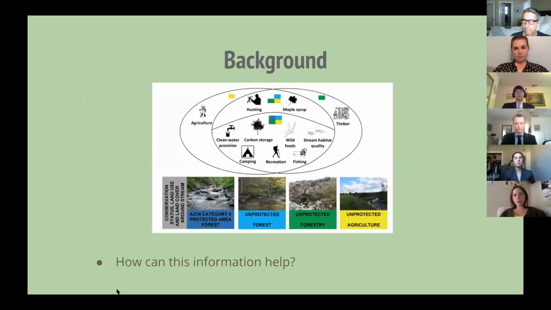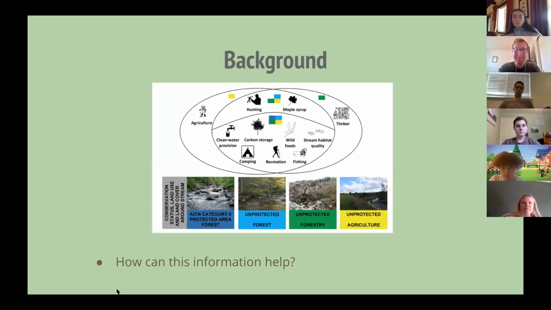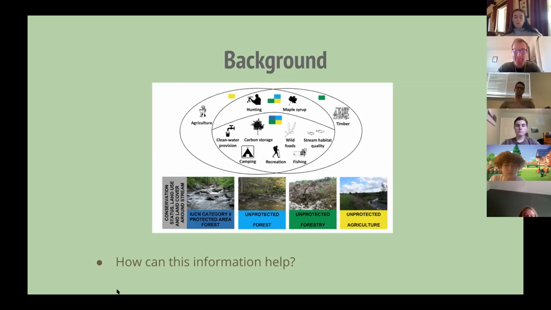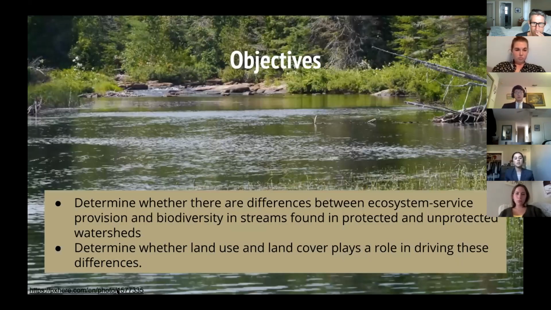The study split the experiment into 4 different landscapes: protected forest, unprotected forest, unprotected forestry, and unprotected agriculture. Forestry means where timber companies occur, where there's the cutting of trees. Within these 4 landscapes, the ecosystem services were tested. The objectives were to determine whether there are differences between the services and biodiversity in streams found in protected and unprotected watersheds, and whether land use and cover play a role in driving these differences.